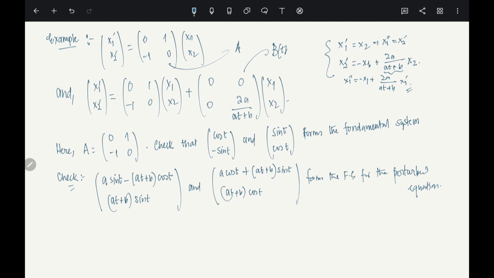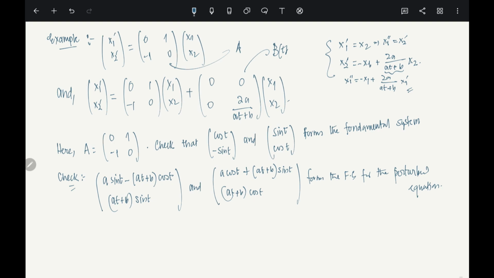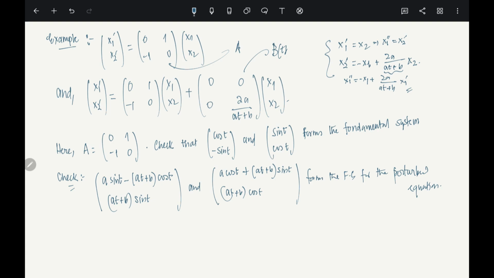You can use your basic power series expansion, or you can directly put these two fundamental solutions in this equation and see whether it satisfies the equation. Okay, it will. So what I suggest you to do is please check whether these two form a fundamental set of solutions for this equation or not. Just put it directly and calculate it. You can see that these two form it.